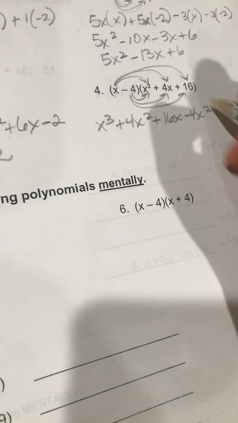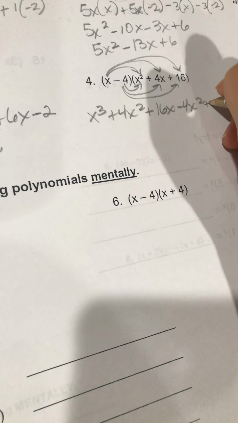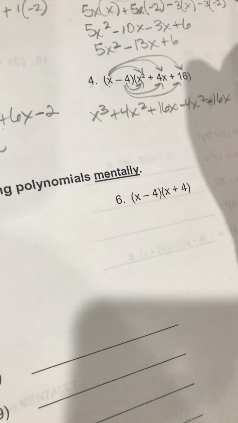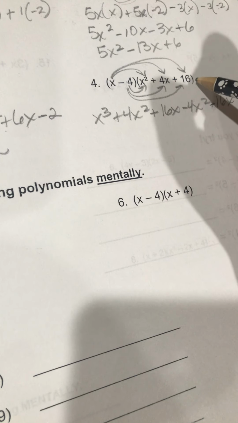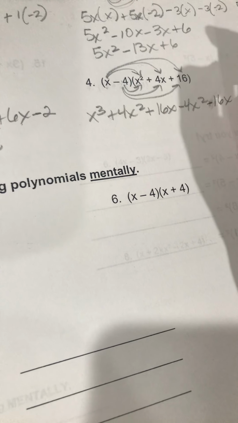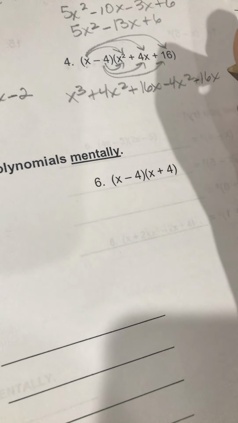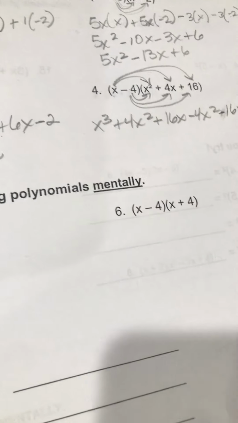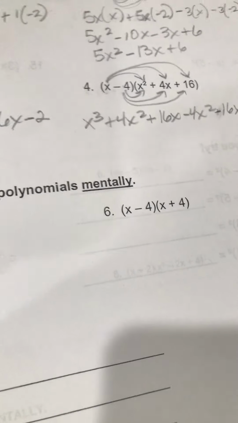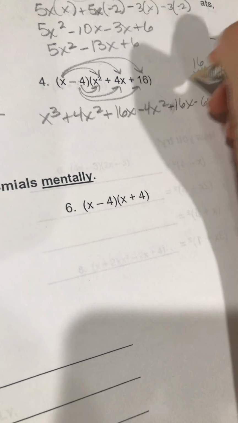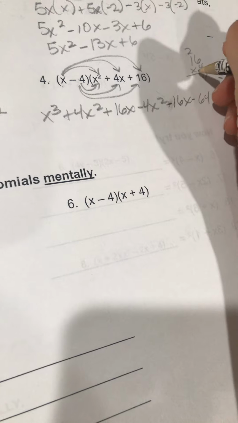Negative 4 times 4x is going to be minus 16x, and then negative 4 times 16, which is 64 maybe. I don't even have my calculator. Negative 64, I think. I think it's in my bag. Okay, I'm not checking my math here. Let's see. 16 times 4 would be 64.